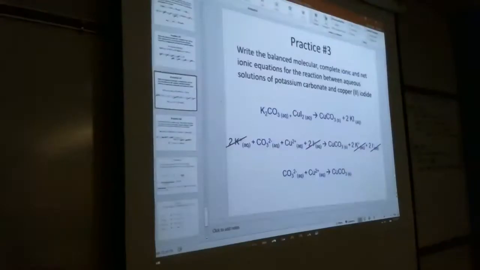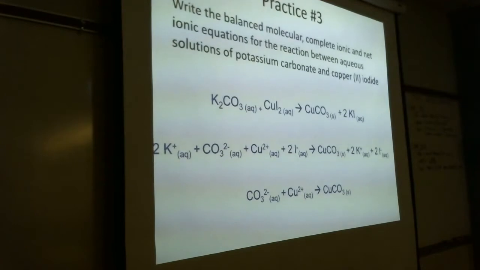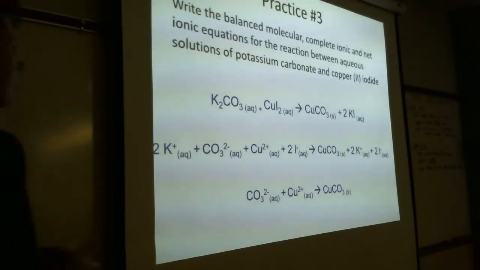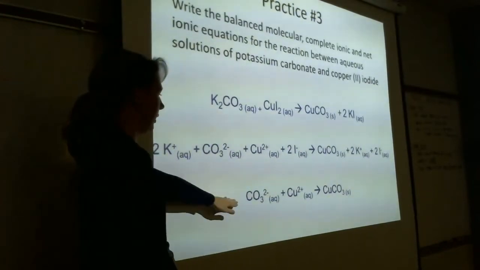Okay, let's see how this one works out. Do we have a precipitate? Yes, we do. What is the precipitate? Copper(II) carbonate, right? So there's everything all at once, right? We have a precipitate. So there's the molecular, there's the complete ionic, there's the net ionic.